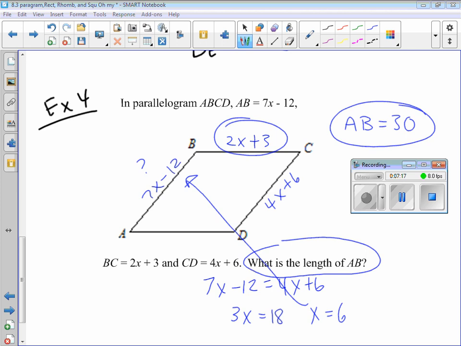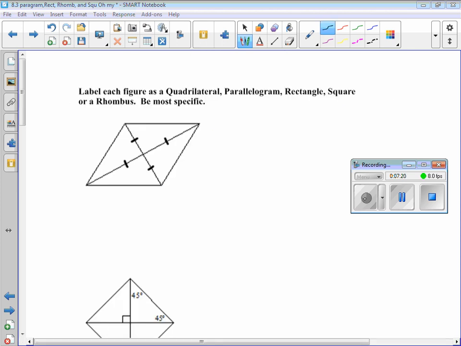Let's circle our answers. Okay, so now we're just looking at a bunch of figures with minimal marks placed on them, and trying to decide, is this a quadrilateral, parallelogram, rectangle, square, or rhombus? When we're naming them, we look for the highest order name. Quadrilateral is the lowest one, square is the highest one. If I call something a square, it means it has the characteristics of a rectangle and a rhombus.